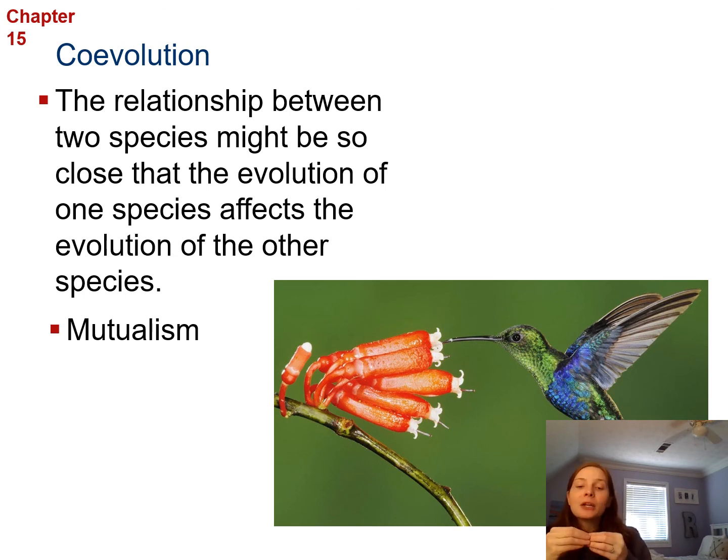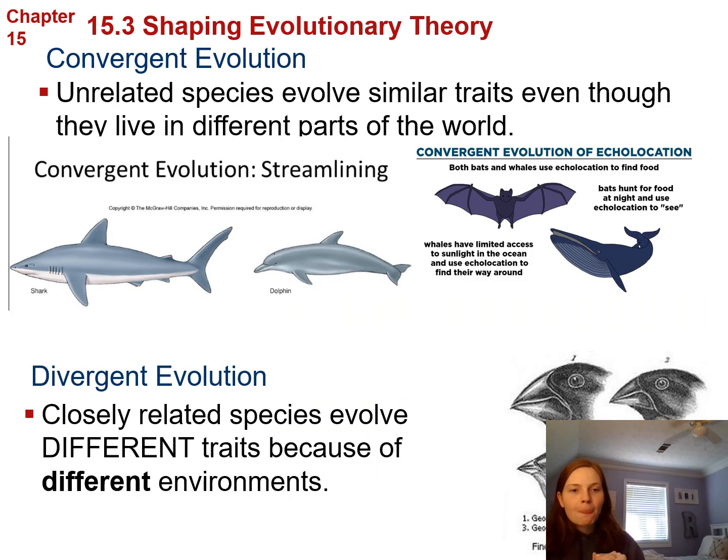With coevolution, it's usually organisms that have a mutualistic relationship. They're both benefiting in some way, so they tend to evolve together. That's coevolution: evolving together, usually with a mutualistic relationship. Then you have convergent evolution. Convergent evolution is when unrelated species evolve similar traits. A prime example would be echolocation in bats and whales. They are not closely related at all. However, they both use echolocation. That's a type of convergent evolution. They both evolved echolocation even though they're not closely related and they live in completely different parts of the world. And that's convergent evolution.